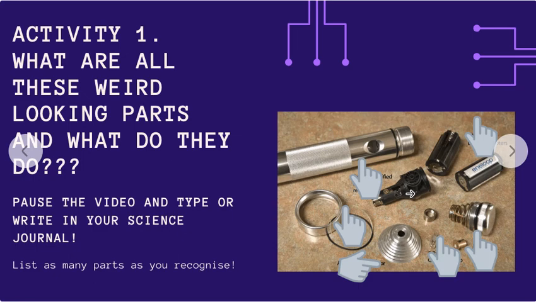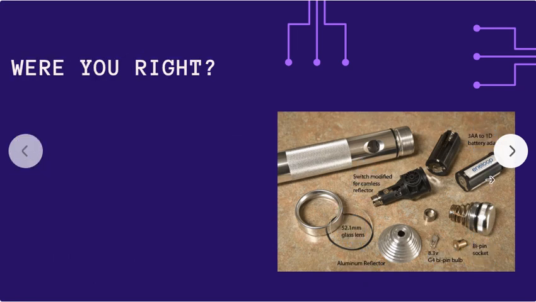All right. If you are back with us, it's because you've paused the video, you've written down your answers. Let's have a look and see what all of these parts are. Okay, let's have a look. We've got a bipin socket, a G4 bipin bulb. Oh, a bulb. That's giving me a bit of a hint. We've got an aluminium reflector. Oh, more hints. A glass lens. Oh, yep, I think I definitely know what this is now. A switch modified for camless reflector.